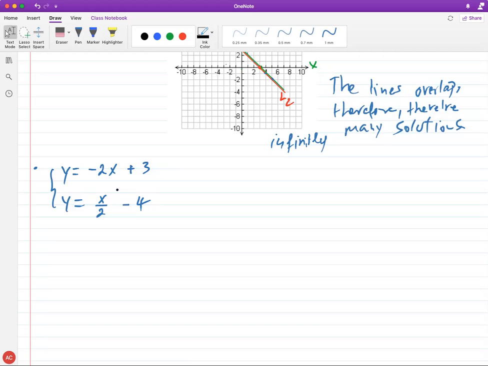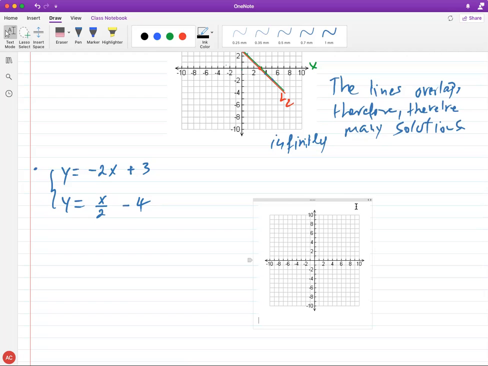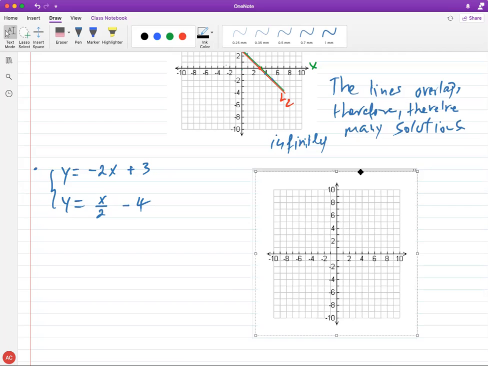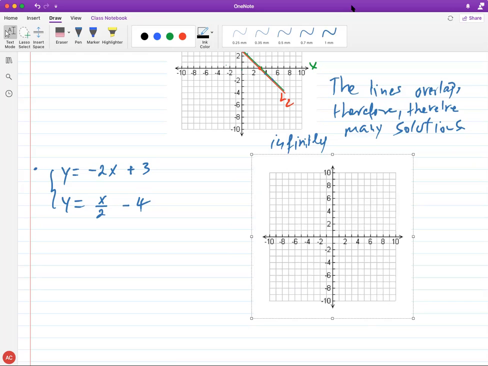Okay, we have these 2 lines. Let me paste the graph. So same thing here. We're gonna graph these quickly here. Where do we start from again? With a form like this. If I want to graph this line, what exactly do I start? Which point?